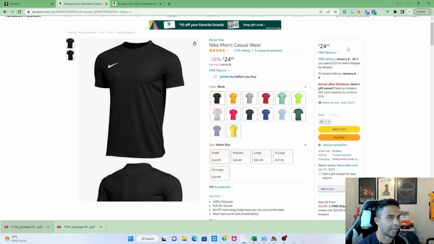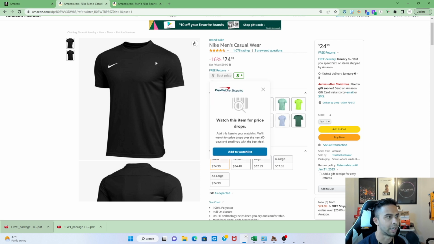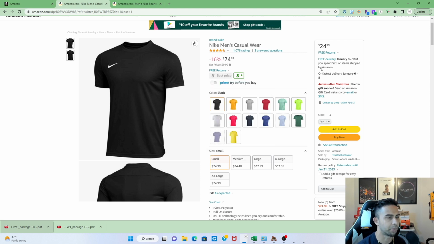Okay, so I'm on this random Nike shirt listing, and as you can see here on the right, $24.99, add to cart, buy now. Buy box is present, and it's being ran by this seller right here at this very moment. There's 3 sellers total, but this seller in particular has the buy box for this black small Nike shirt listing. Now let me jump over to another listing that the buy box is not present. So let me just go back.